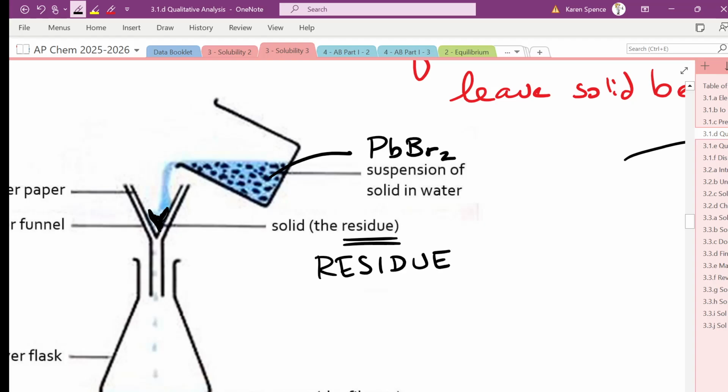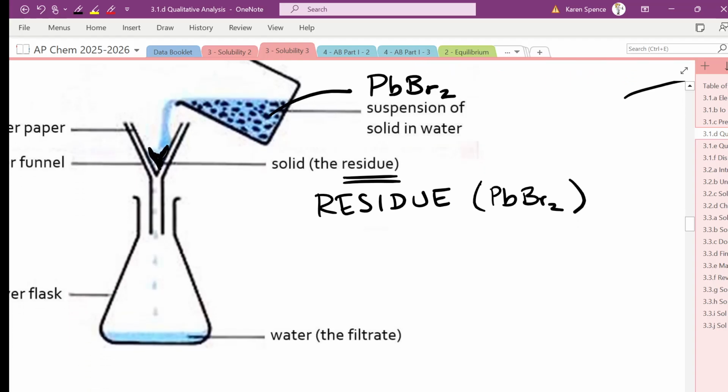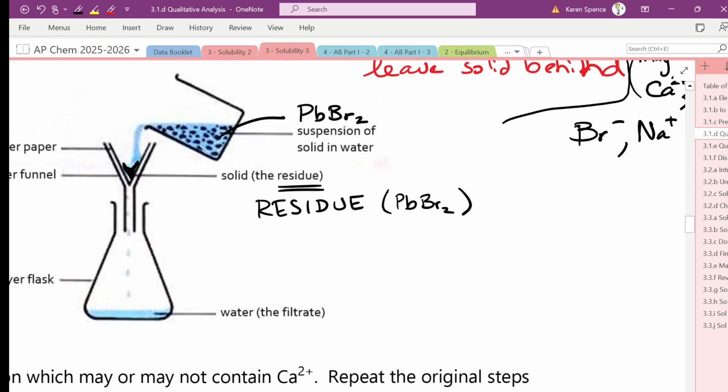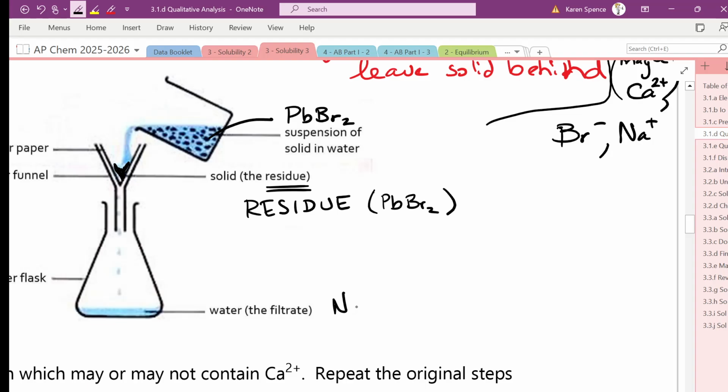Okay, it's called the residue. And in this case, that is the lead bromide. Down at the bottom, we have the water, the filtrate, and it contains what ions in this particular case? Na+, Br-, NO3-, and maybe calcium. We don't know yet.